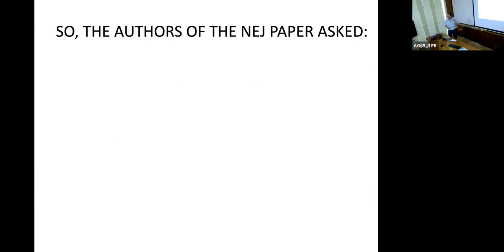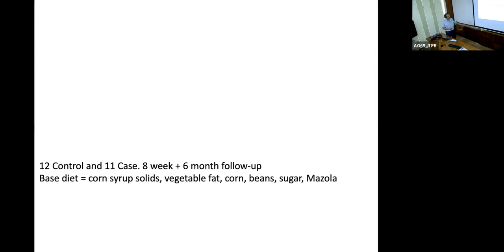He will tell me. Okay, so they asked what's going on, and they decided to do what biologists call a case control experiment. And here's the experiment that they did. They took 12 Maasai in control and 11 in case for 8 weeks. They gave them a specific diet. This is the diet: corn syrup, vegetable fat, so no cholesterol, corn, beans, sugar, and Mazola. And we told them, you sit here, we'll feed you, you can walk around, do whatever you want to do. You don't have to work. It's all free. So of course they sat there and they ate the diet.